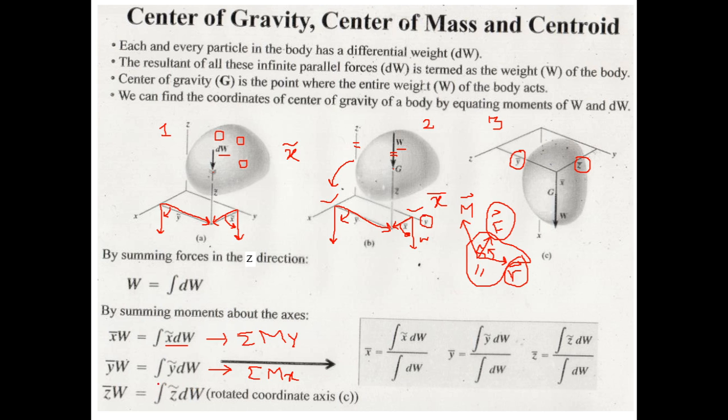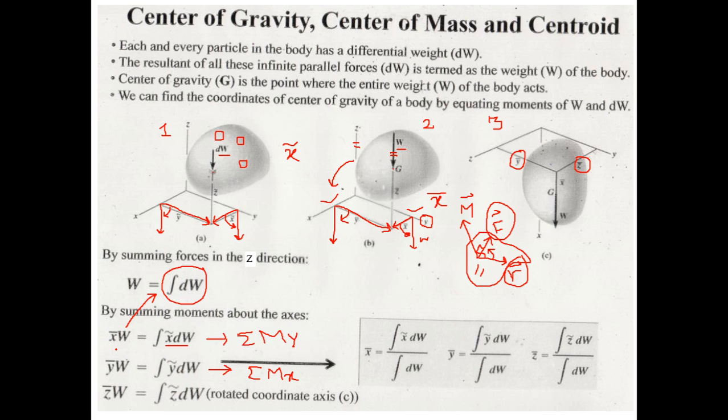So we have to use an integration sign. Being consistent with these formulations, z bar w will be equal to the sum of the moments of all dw's about the y-axis, this time taking the moment arm as z tilde. These three equations represent the balance of moment, as you have noticed. And we know that this w is nothing but the integral of dw. So on the left hand side of these equations, we can replace w with the integral of dw.